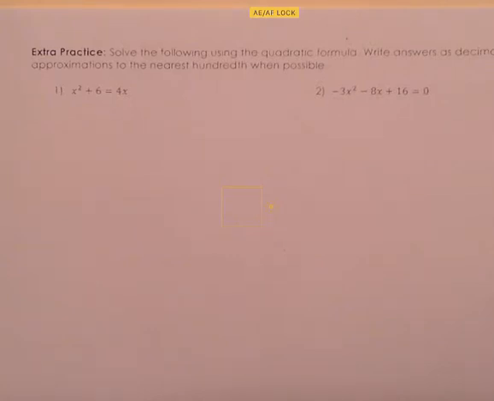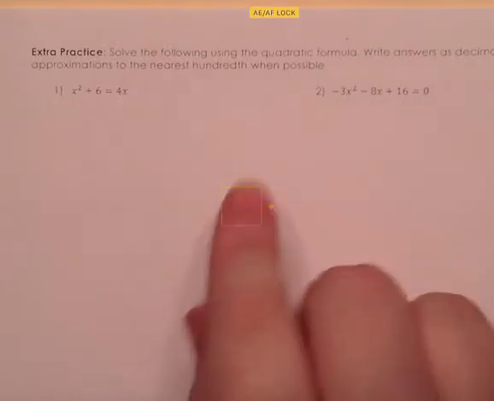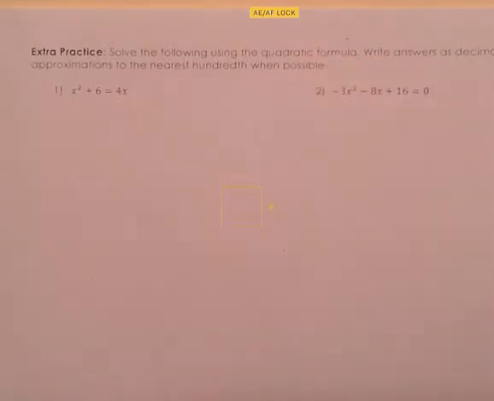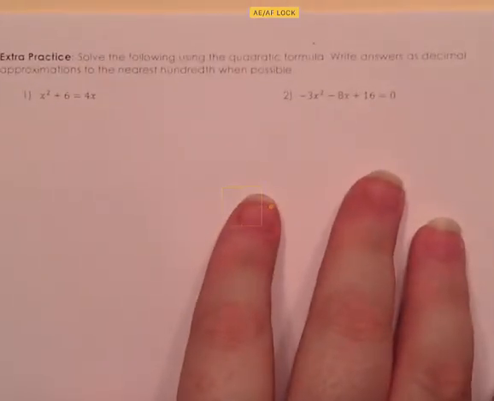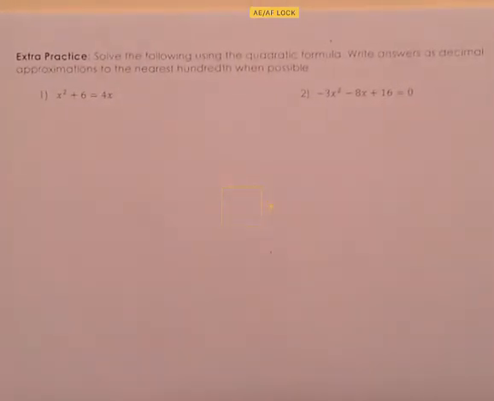This video is explaining more about solving using the quadratic formula. So these problems, we have 4 examples on here. We're going to solve the following using the quadratic formula. We're going to write our decimals as decimal approximations to the nearest hundredth when possible. If we have real rational solutions, we will answer them as real rational solutions. Otherwise, we'll have them to the nearest hundredth.